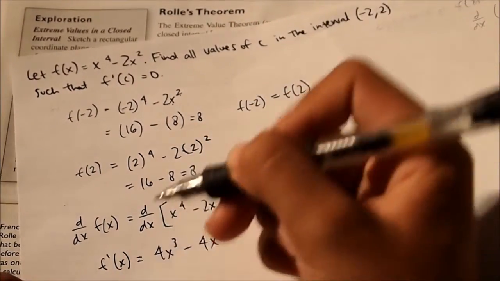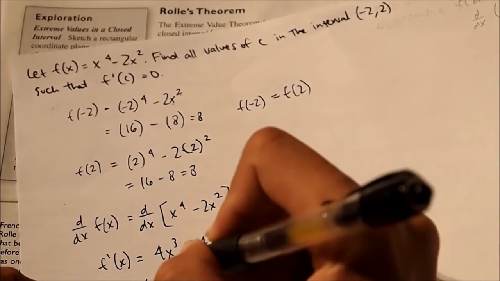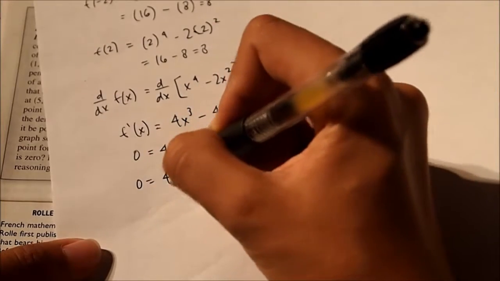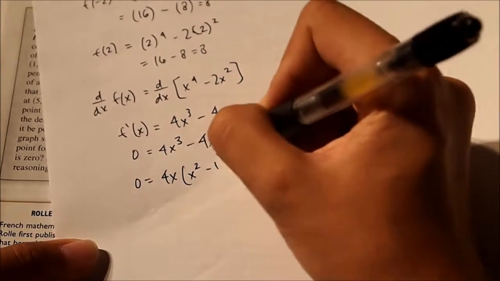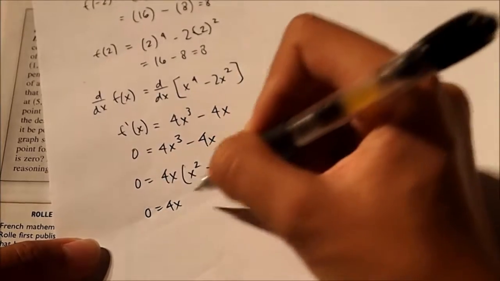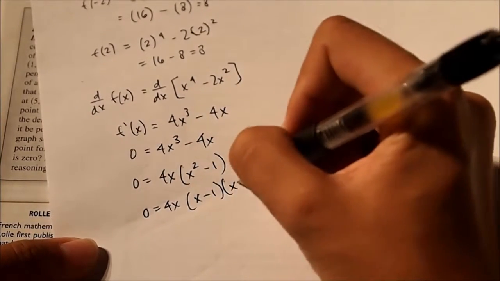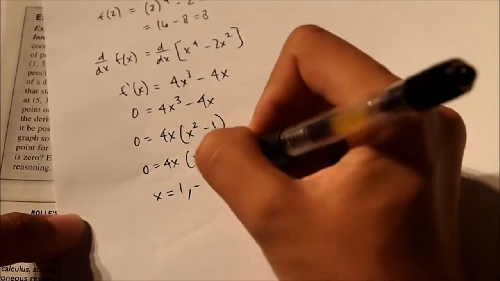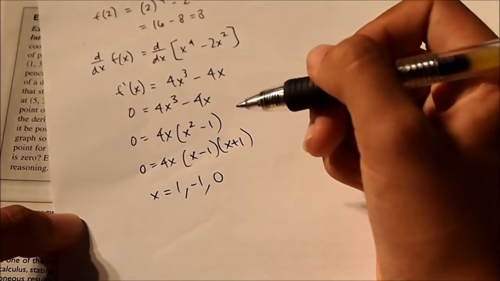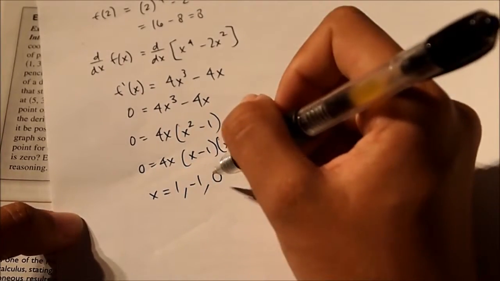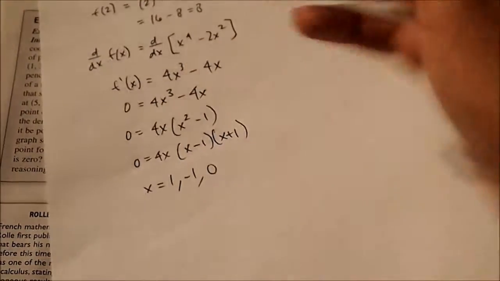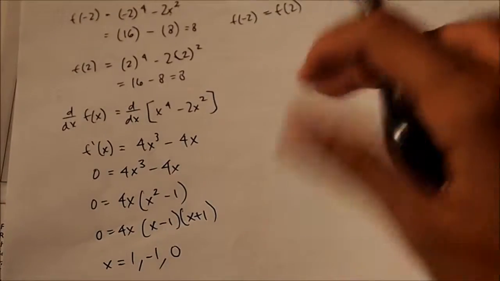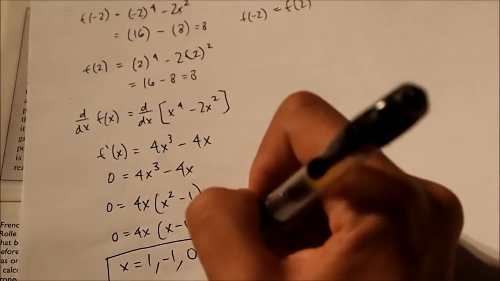So 0 is equal to 4x to the third minus 4x. And then you factor. 0 is equal to 4x times x squared minus 1. 0 is equal to 4x times x minus 1 times x plus 1. So x is equal to 1, -1, and 0. And these values are possible values for c, and they all fit in the interval -2 to 2. So these 3 points are our answer.